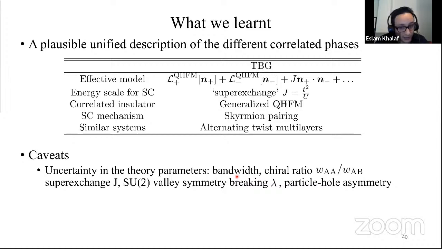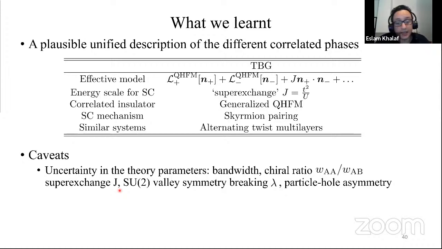Another parameter that's played a very important role in our story is this chiral ratio, the ratio of AA tunneling to AB tunneling. And there is, again, some uncertainty about the exact value of this ratio. Different approaches in ab initio give slightly different results. And of course, these uncertainties translate to uncertainty in the field theory parameters like this super exchange or this SU(2) pseudospin symmetry breaking or valley symmetry breaking lambda. And these parameters, as we have seen, were crucial to determine whether skyrmions will eventually pair or not.